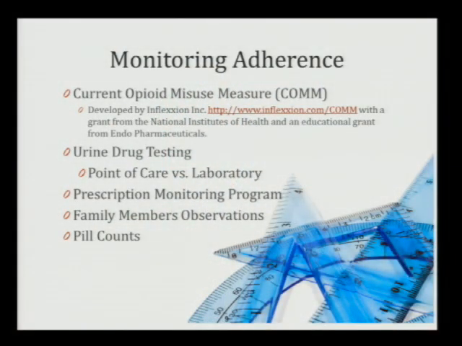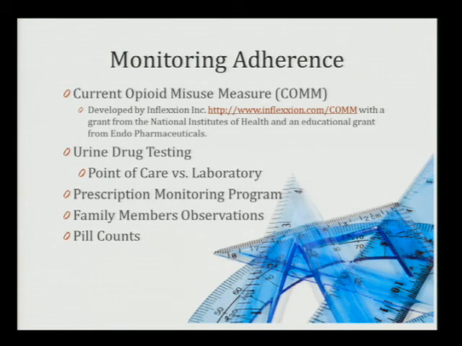As far as monitoring adherence, I'm kind of new to the Current Opioid Misuse Measure. I've been trying to figure out how that's going to fit in my practice. I've used it a few times. The nice thing about it is that they're kind of sneaky questions. They don't really sound like they're trying to lead the patient into talking about their opioids specifically. They ask questions like, how many times in the last 30 days have you been angry? How many times have you had to use your medicine other than prescribed? Have you ended up in the emergency room and such?